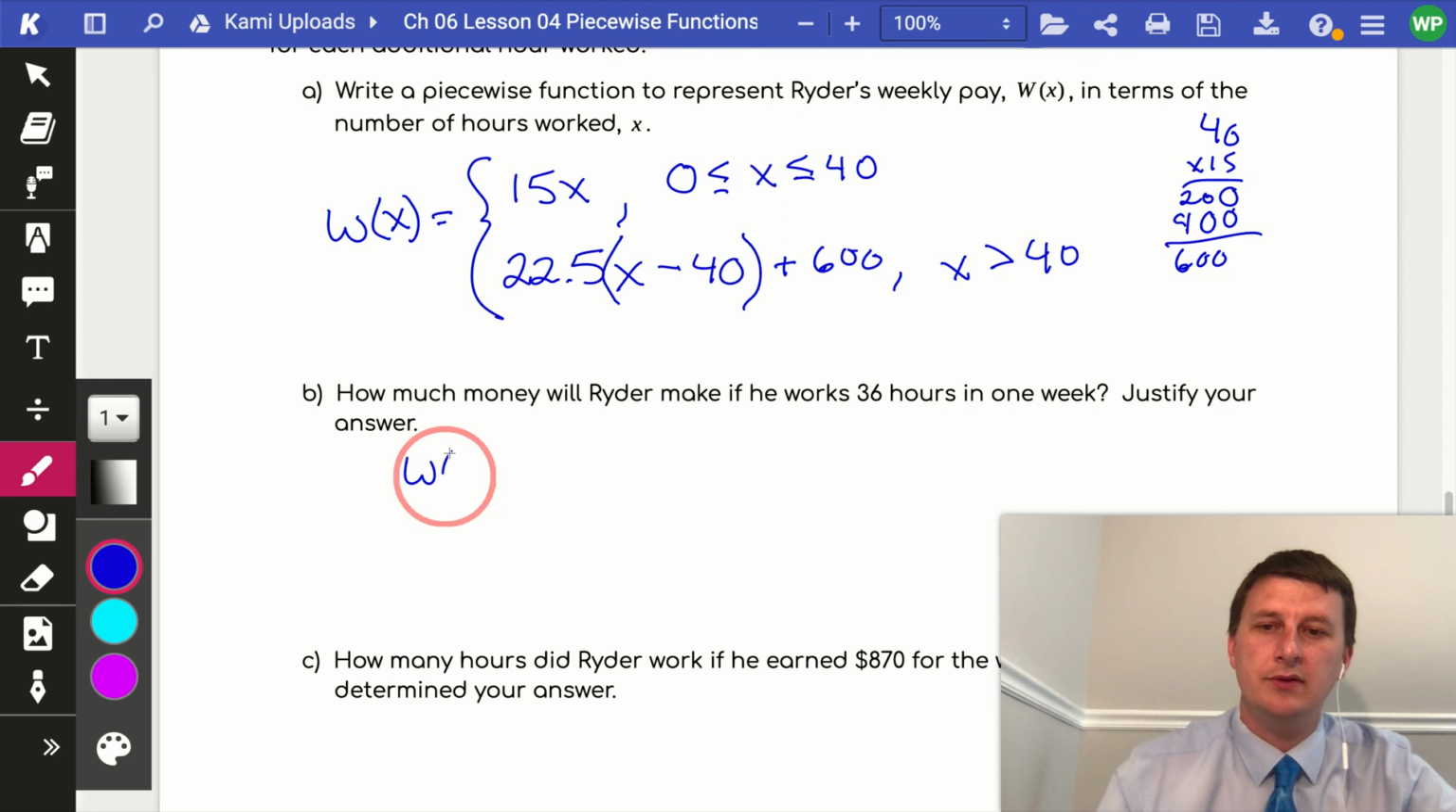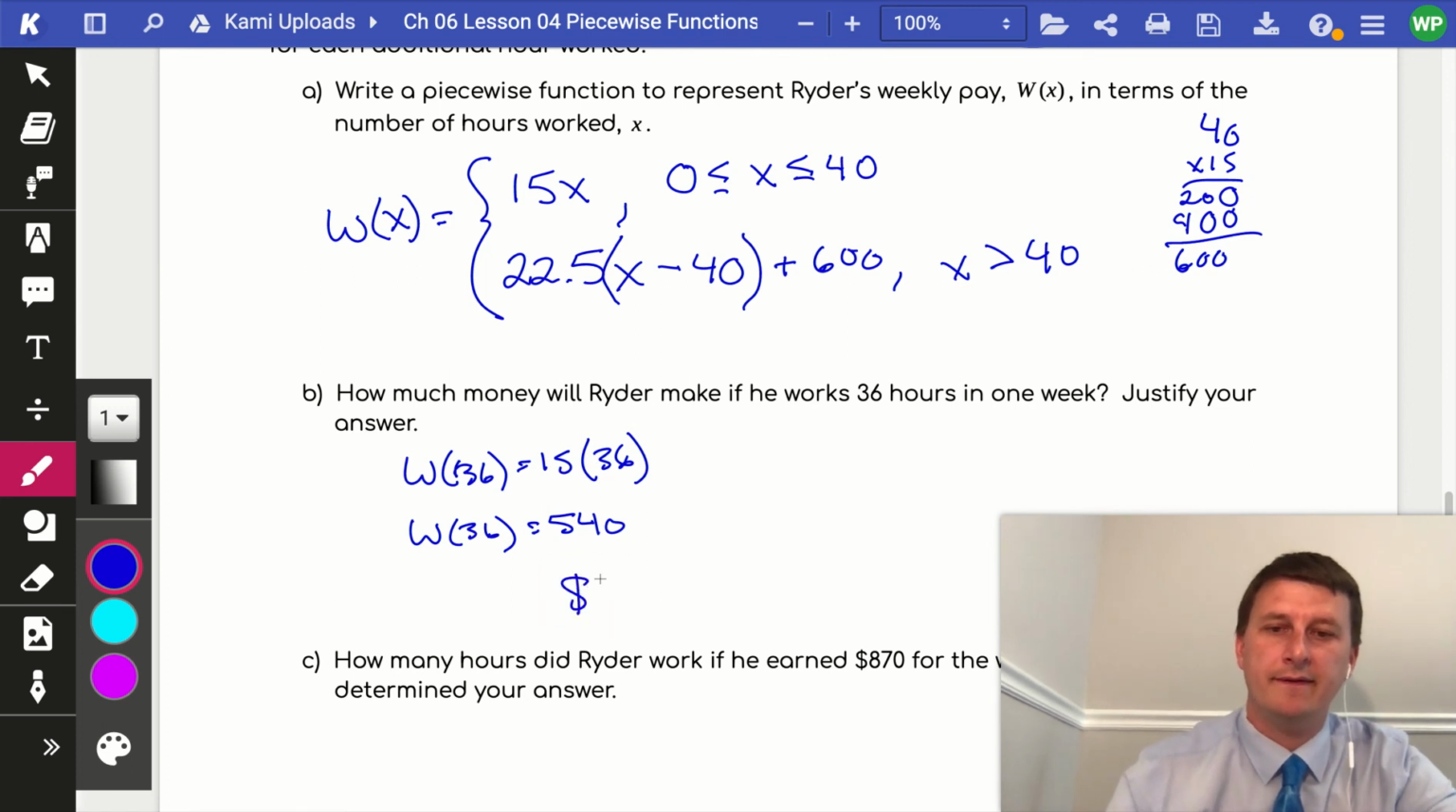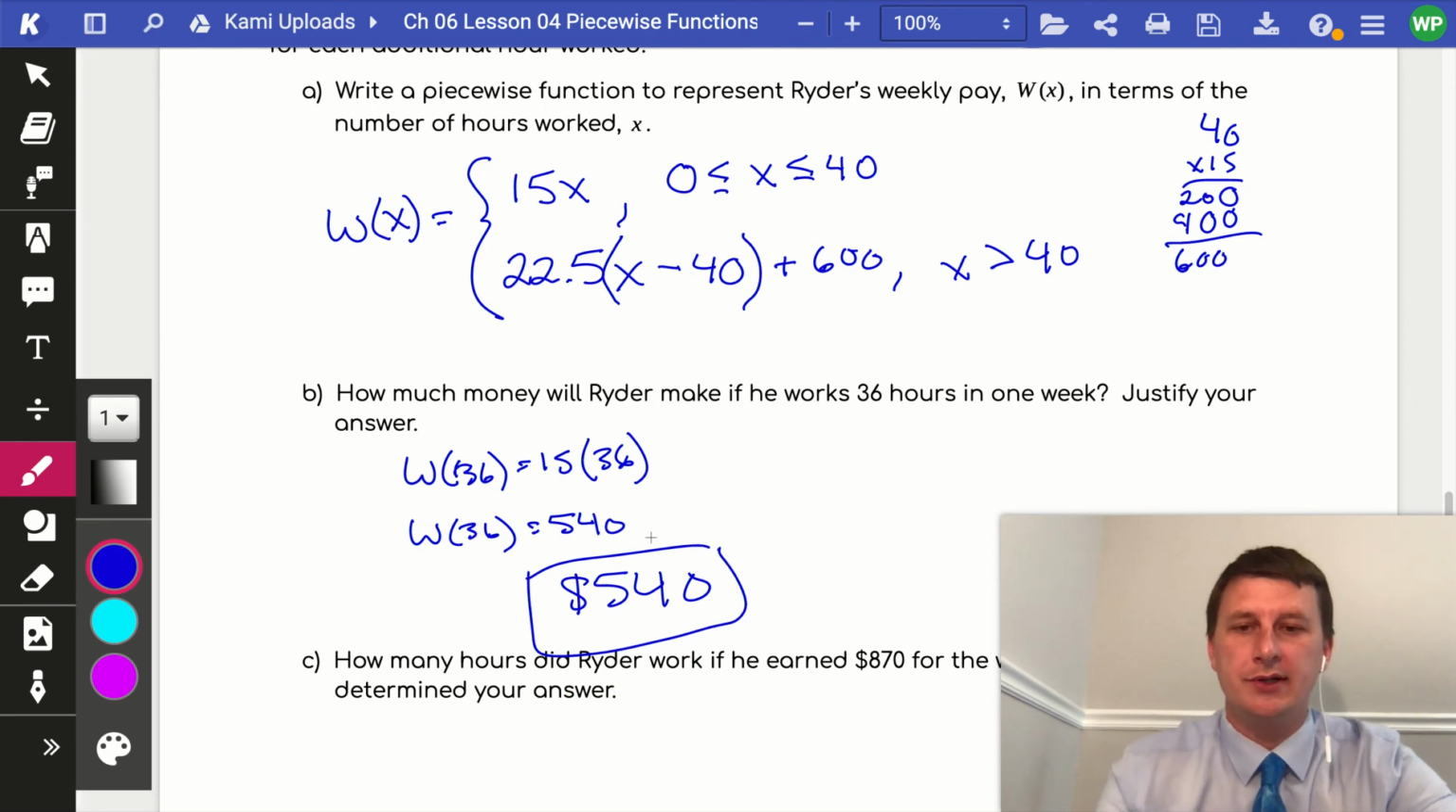We're going to use W of 36 is equal to 15 times 36. So we're going to get 15 times 36 is 540. So just this right here is enough justification. So he'll make $540 working 36 hours.